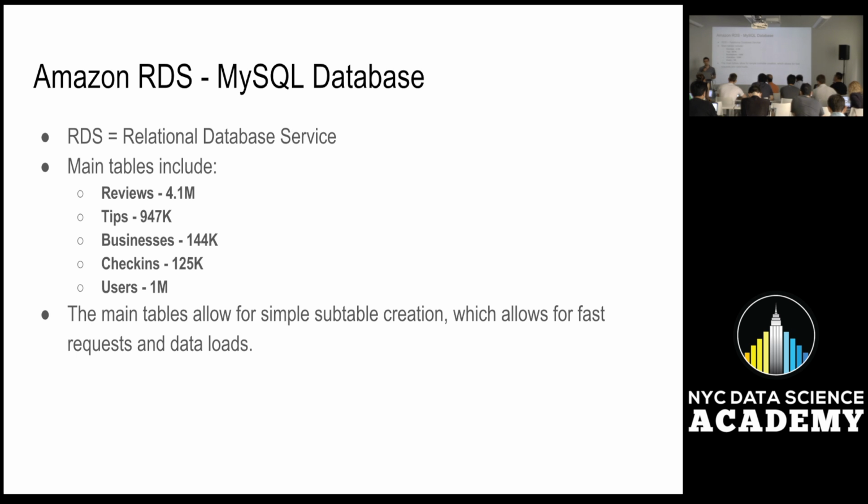44,000 businesses included in this data. Check-ins is just when people actually went, and users. Specifically, what we were interested in with users was their social network. With the social network, we could see how many friends a user might have, how many reviews, how active they were on Yelp, and we'll get into that a little bit later.